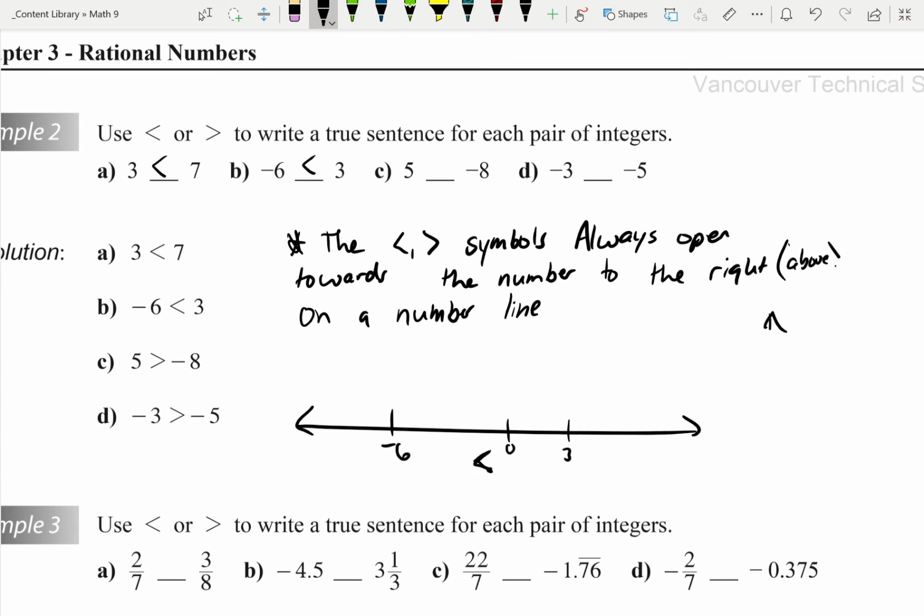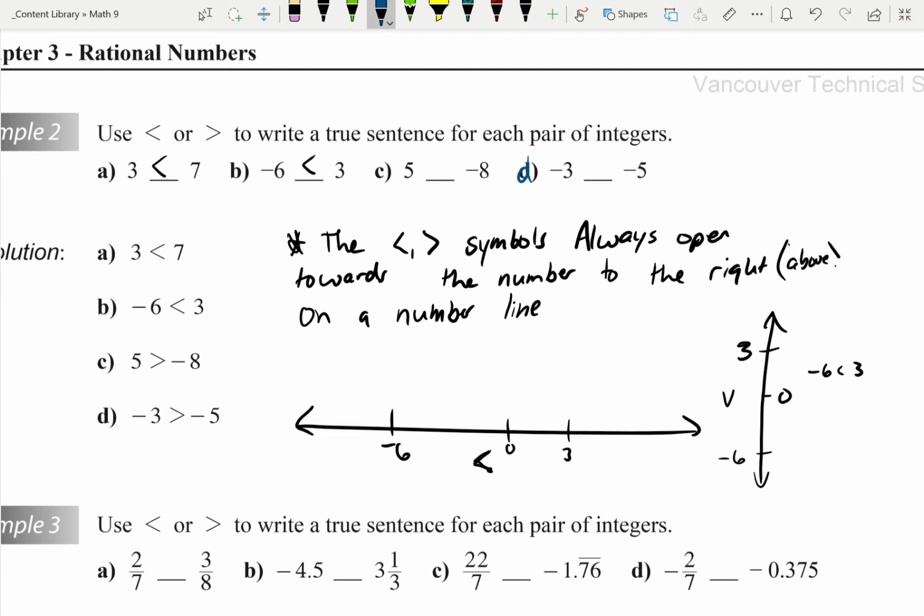If I had a vertical number line, I would have 3 up here, I would have 0 here, and then I would have -6 somewhere down here. So again, I'm going to open towards it, so then I can rewrite this as -6 and then open towards 3. And I'll put the 0 on the other side just so it's a little bit clearer. So opening towards the one that's further on the right, and this is going to help for question D.